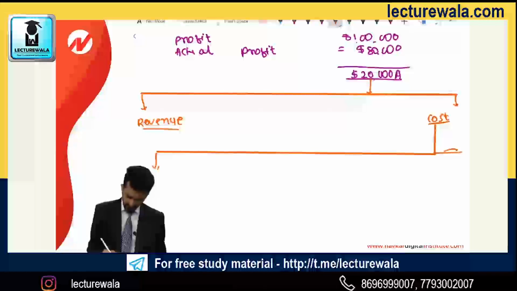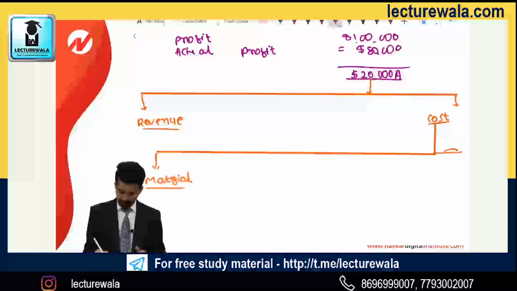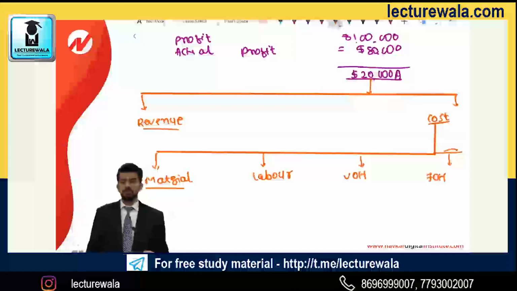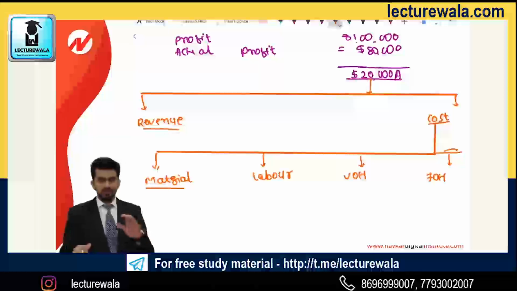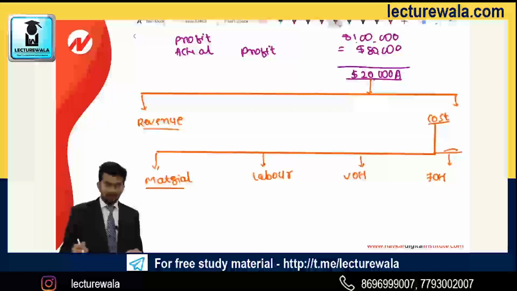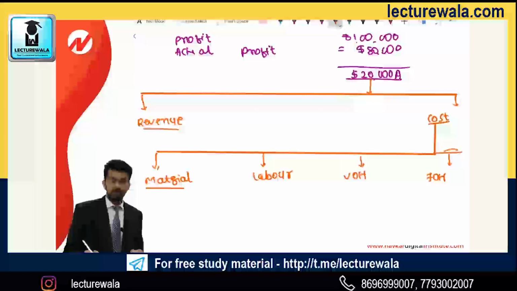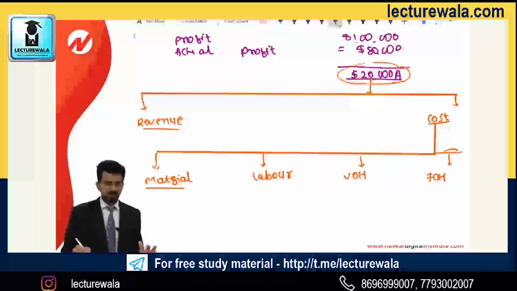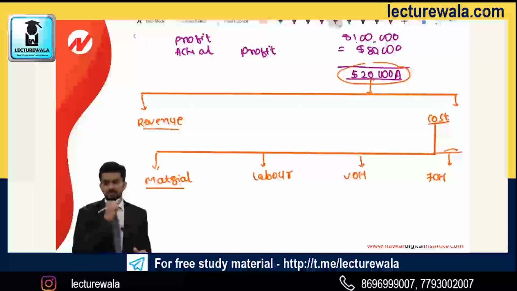Has material cost gone up? Has labor cost gone up? Has variable overheads cost gone up? Or has fixed overheads cost gone up? See, understand the difference between inquiry and investigation. If it would have been just an inquiry, we would have stopped over here. 20,000 adverse, okay, my variance is 20,000 adverse. That's okay, we'll take care next year. But no, we are not inquiring, we are investigating.